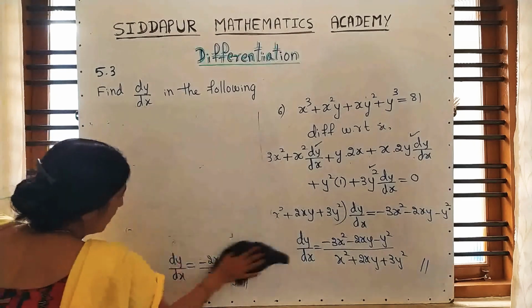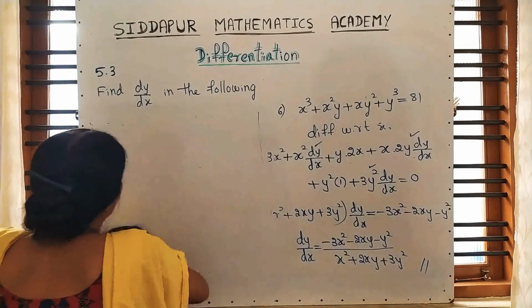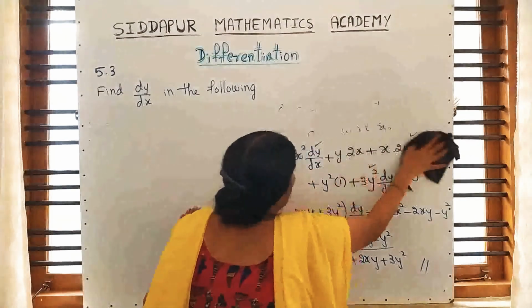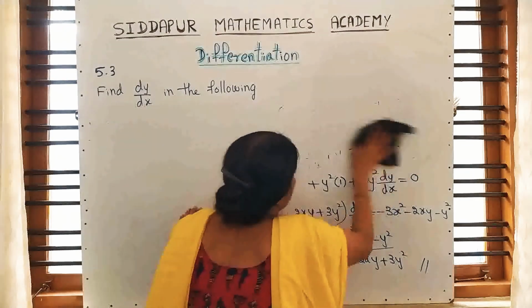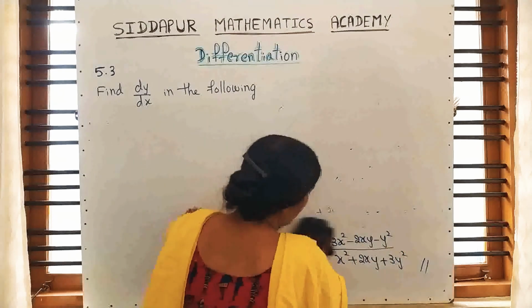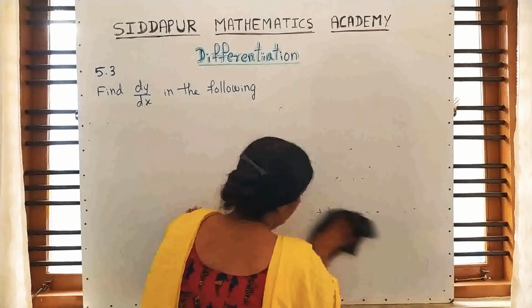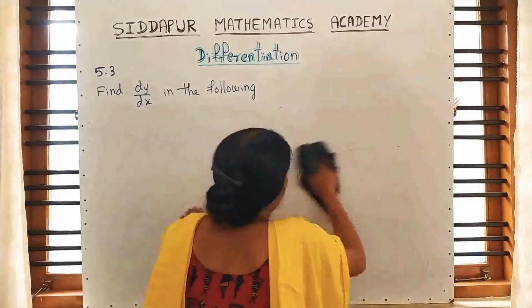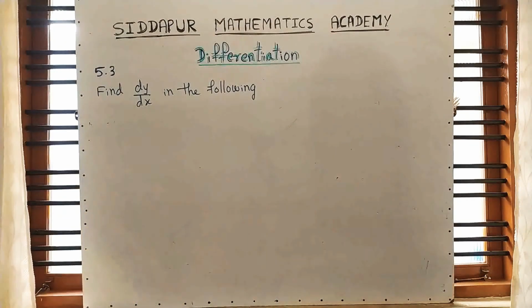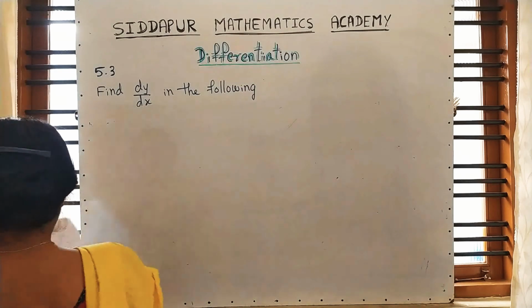And all the sums are very simple, and if you are practiced, if you know the concept from the previous video, how to solve the implicit differentiation problems, this exercise will be very simple for you. Moving to the next one. Question number 7.